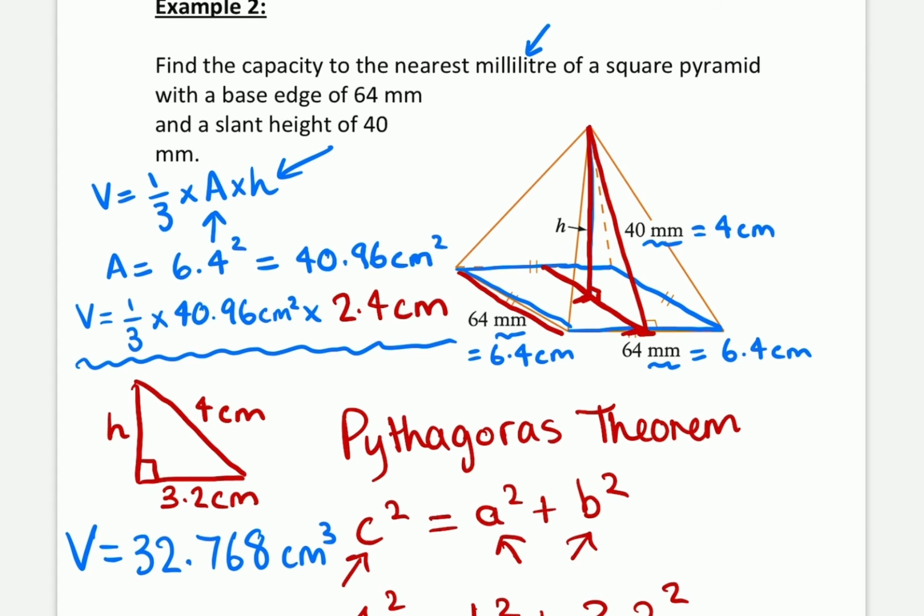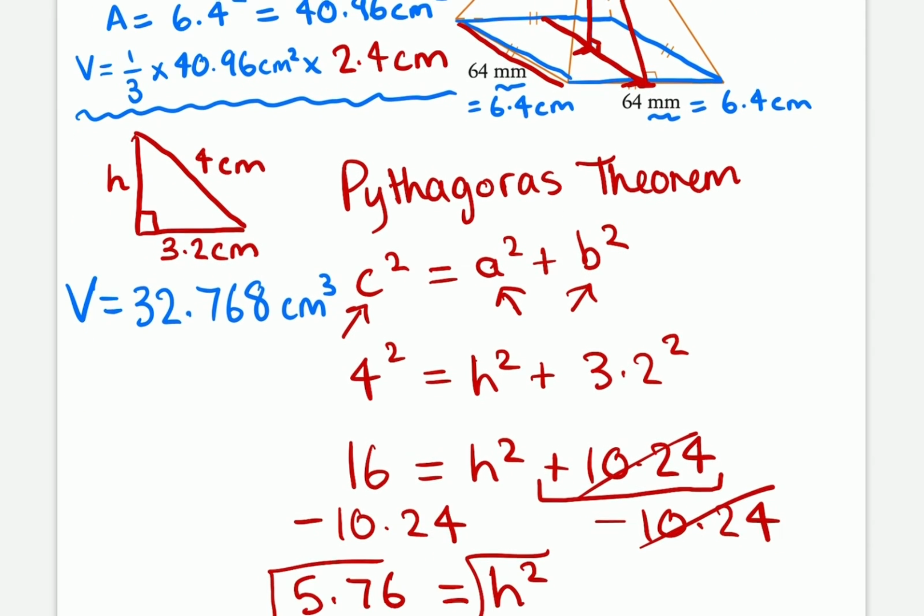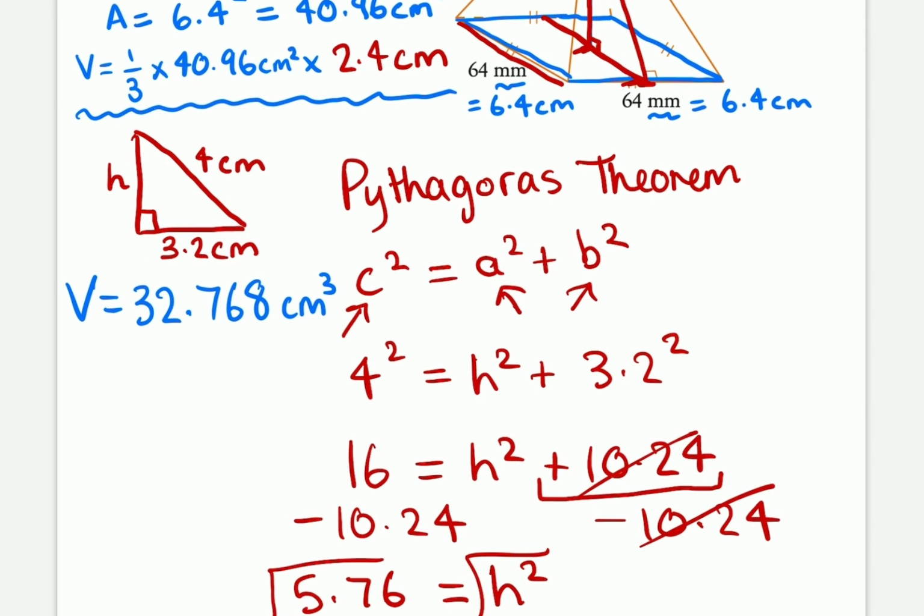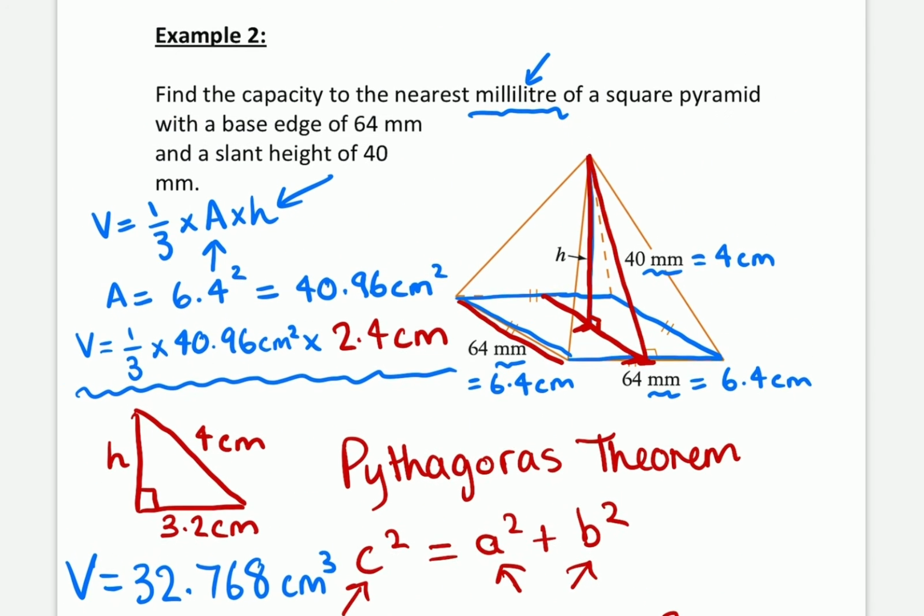And we're nearly finished the question now, but remember, if we go back up, the question asks us to find the capacity, okay, not the volume. So now that we've got the volume, we just need to convert it to capacity, and it's just to the nearest milliliter. So we can just convert straight to milliliters now because we've got it already in cubic centimetres. So the capacity, we know that 1 cubic centimetre holds exactly 1 milliliter. So the capacity is just going to be 32.768 milliliters. And we're done. We've now got the capacity in milliliters.